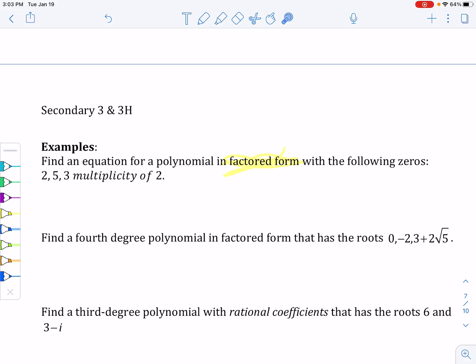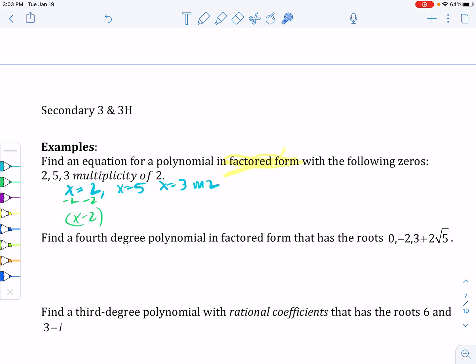So we have the zeros of 2, 5, and 3, and the 3 has a multiplicity of 2. So we've got x equals 2, x equals 5, x equals 3, and that has a multiplicity of 2. Okay, so I'm going to undo moving it to this side. I'm going to move it back over with the x. So here I would have to subtract 2, or you can think I need to change the sign.